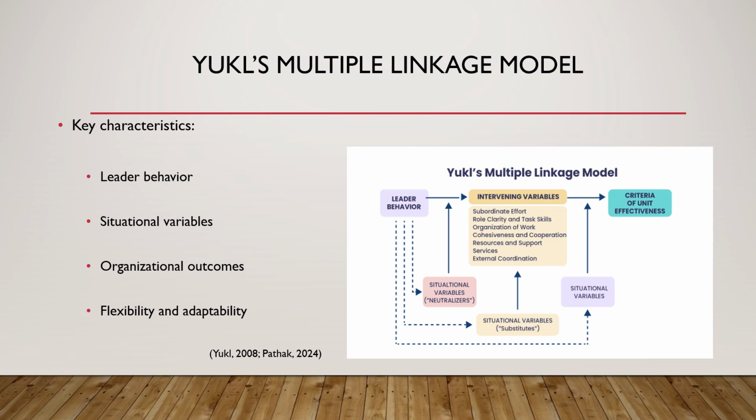Now, these situational variables are the different factors like the task itself, the team dynamics, and other external factors in the setting that can have an impact on an effective leader's behavior. The ultimate goal here is to achieve successful outcomes for the team and for the organization. By modifying their behavior to fit the situational variables, leaders will help their team and their organization perform better in accomplishing their objectives.